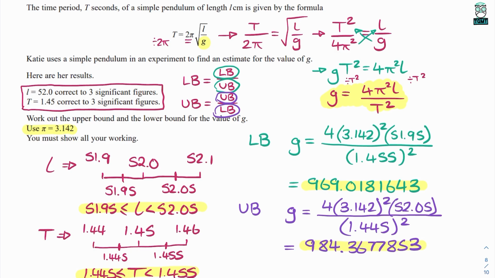Of course, if it did ask us to show our answers to a certain amount of decimal places or significant figures, then we would round them, but this question just says work out the upper and lower bound, so there they are. So there we go, there is a question where we had rearranging harder formulae and also using bounds there.